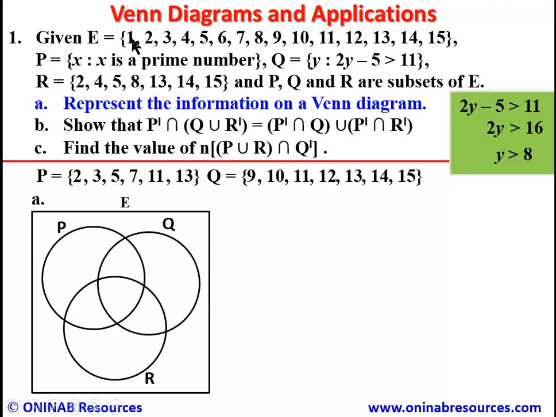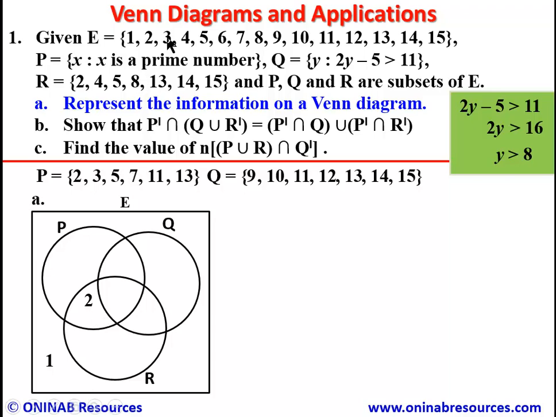So we start with 1. There is no 1 in set P, Q, or R. So 1 is going to be outside the 3 circles. It can be anywhere outside the 3 circles. We go for 2. 2 is in set R and also in set P. So we place it in the region of P intersection R intersection Q prime, which is in this region. So we have 2 there.